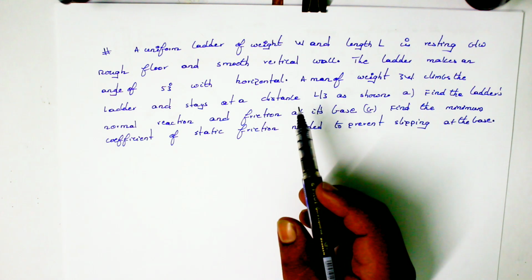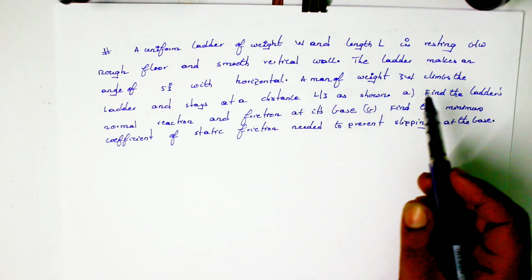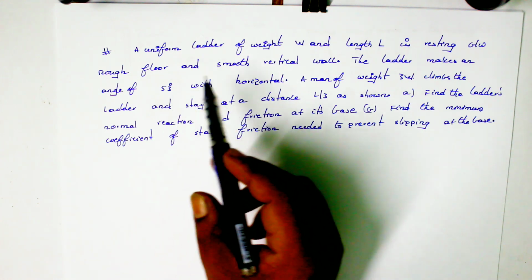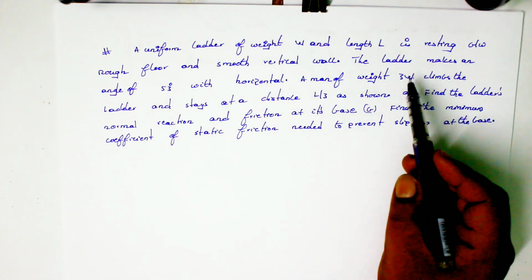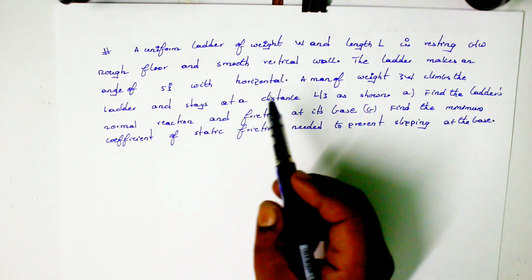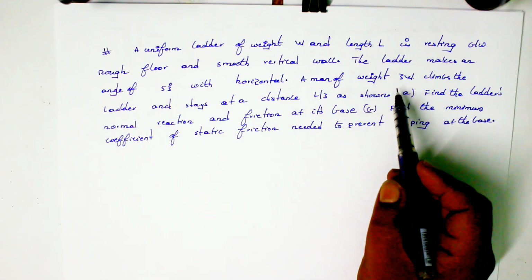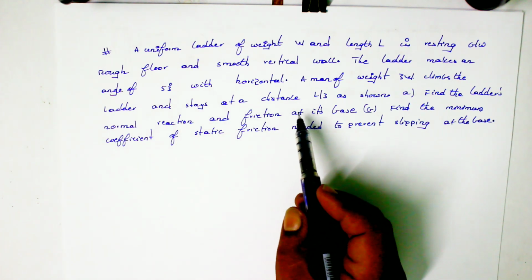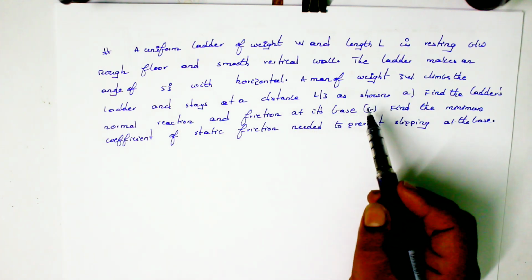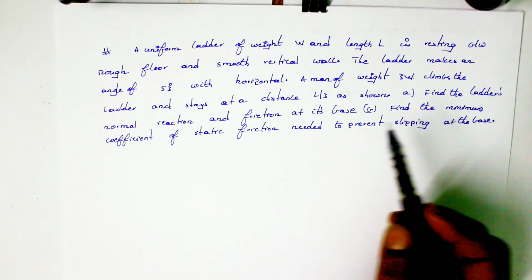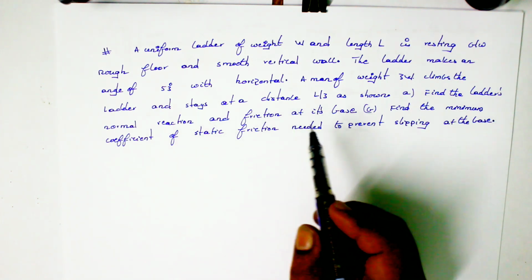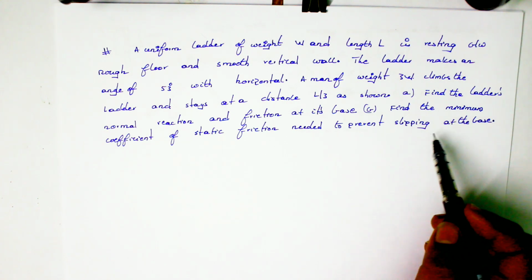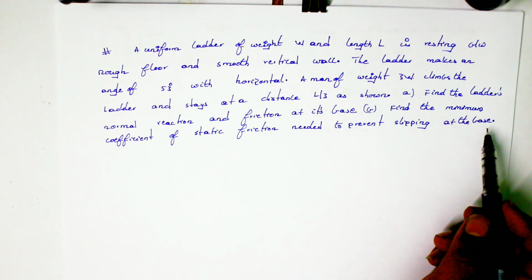Dear students, now let us see this question. A uniform ladder of weight W and length L is resting between a rough floor and a smooth vertical wall. The ladder makes an angle of 53 degrees with the horizontal. A man of weight 3W climbs the ladder and stays at a distance of L by 3 as shown in the figure. Find the ladder's normal reaction and friction at its base. Find the minimum coefficient of static friction needed to prevent slipping at the base.